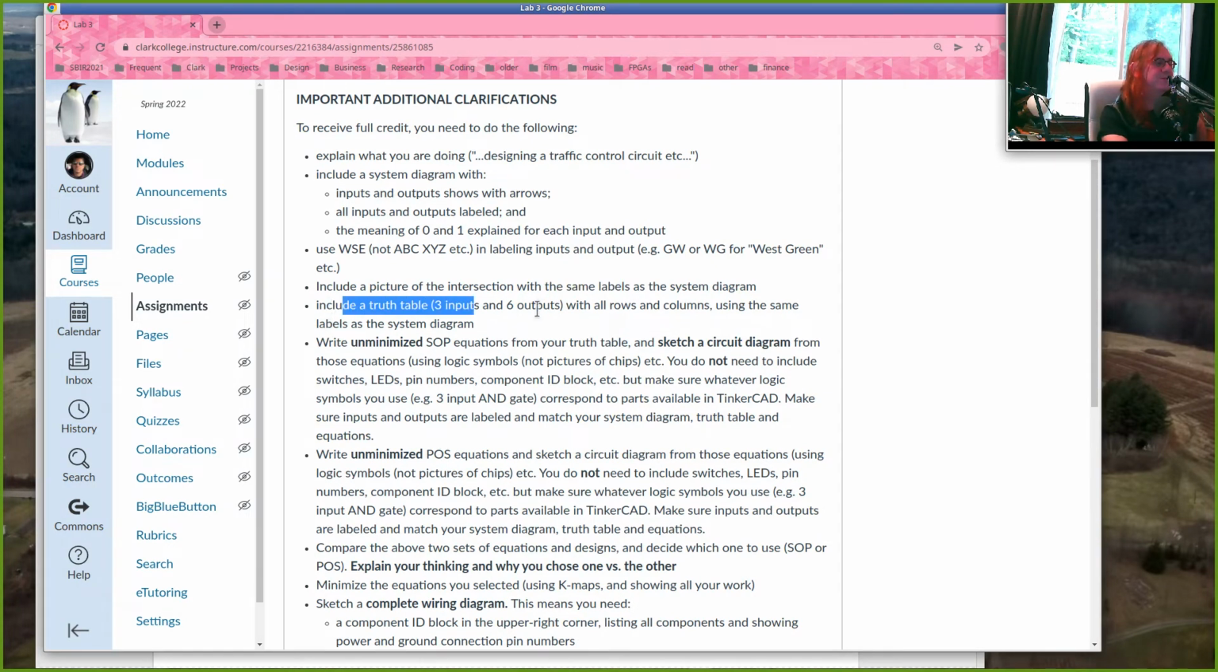Truth table. The truth table should still have 3 inputs and 6 outputs. Do not simplify this, right? You can save yourself a lot of time by just saying, the red west is just the opposite of the green west, so I'm just going to do a 1 for green, 0 for red. Do not do that. You'll lose like half the points. All right, 3 inputs, 6 outputs.